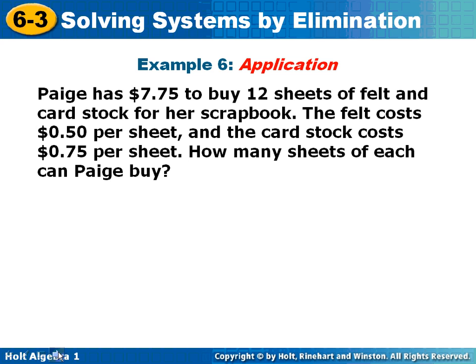All right, word problem. Number 6. Paige has $7.75 to buy 12 sheets of felt and cardstock. The felt is 50 cents a sheet and the cardstock is 75 cents a sheet. Okay, how much money does she have? She has $7.75. She needs to buy a total of 12 sheets.